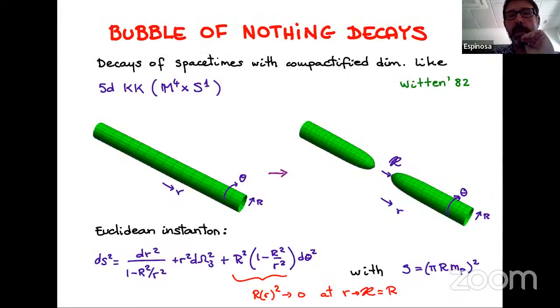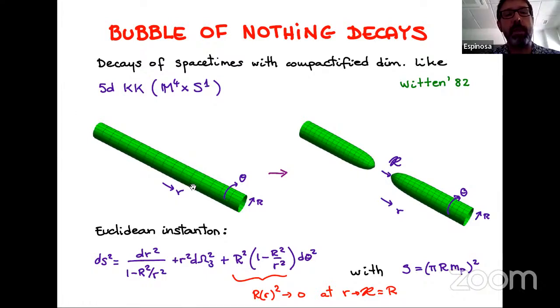These are a new kind of decay of spacetimes which have a compactified dimension, like, for instance, 5-dimensional Kaluza-Klein. This was discovered by Witten in 1982. So 5-dimensional Kaluza-Klein is nothing but Minkowski spacetime times a circle. So this means that at each point in space, there is an extra dimension that is compactified in a circle.